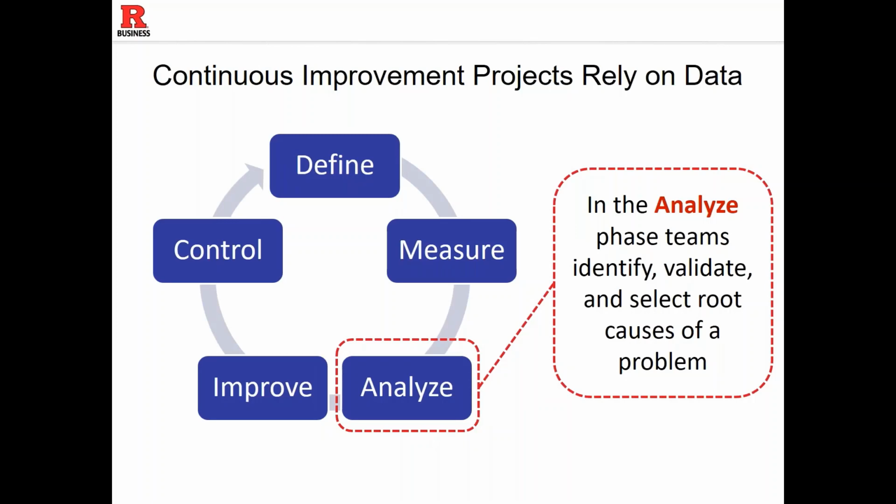So, this is pretty critical when we proceed through the DMAIC cycle, particularly the analyze phase, where we identify and validate select root causes of a problem. Root cause analysis is critical here, and it's very challenging to proceed through this analysis phase if you don't have data and information, or may have limited information.